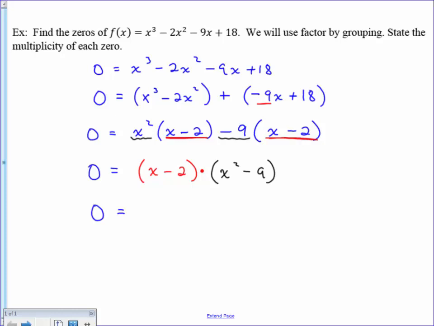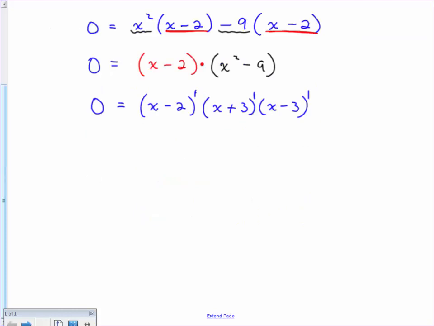Now from here, I want to make sure that each of these groups is factored completely. The x minus 2 is factored. The x squared minus 9 is not. That's difference of squares. So I would write it as x plus 3 times x minus 3. At this point, once you have everything completely factored, see if there are any factors that are repeated. In this case, there are not. Notice that each of these factors would have an understood power of 1. That will tell us something about the multiplicity of these zeros.